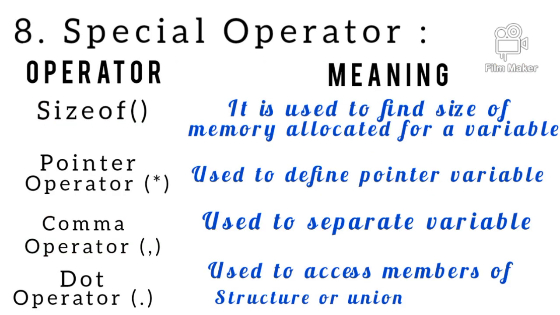This is our last operator, that is special operator. So first one is the sizeof. It is used to find size of memory allocated for a variable. Second one is the pointer operator. It is used to define pointer variable. Third is the comma operator. It is used to separate variables. And next is the dot operator. It is used to access member of structure and union.